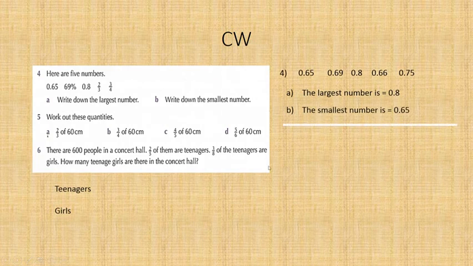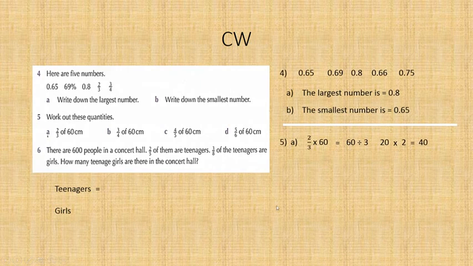Okay, let's go to question number 5. Question number 5 here, work out these quantities. So I have 2 over 3 of 60. So I will just divide 60 by 3. So it's going to be equal to 20. So 20 times numerator, which is 2. So it's going to be equal to 40.